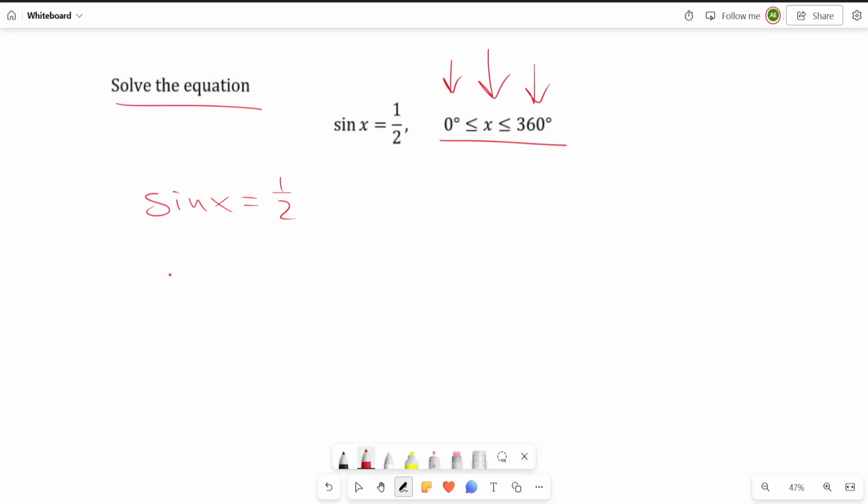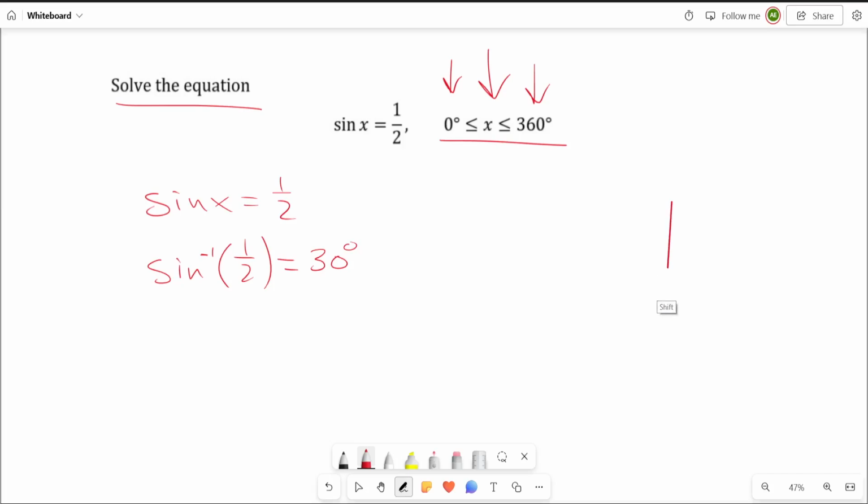First of all, we start by getting the base angle or the base answer. This is by doing arc sine or sine to the power of -1 of half. This, when I put in my calculator, is going to give me 30 degrees. So this is my first answer.